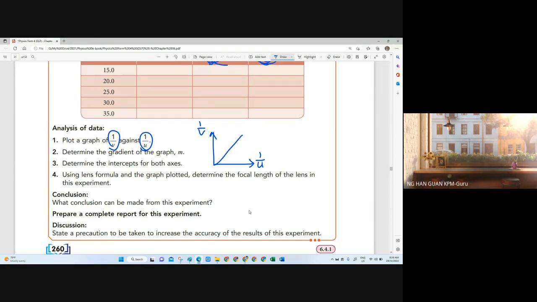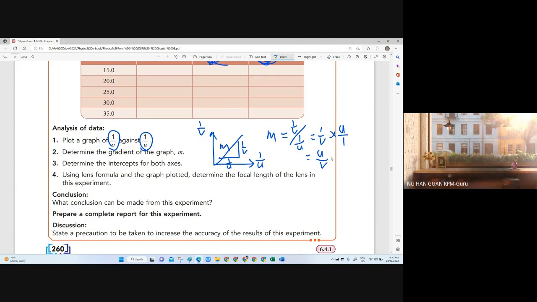From here, the question asks us to determine the gradient m. So the gradient m is what? It will be 1 over v against 1 over u, so 1 over v over 1 over u. It means it's 1 over v multiplied by u over 1. So it's u over v. So u over v is the gradient, and this gradient can be presented as anything.